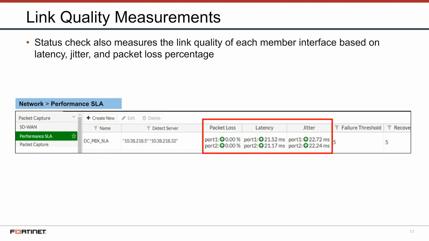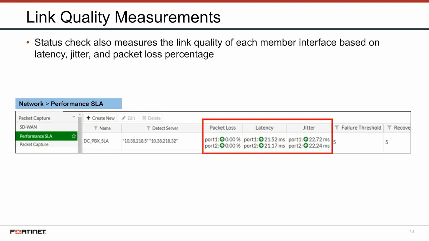The packet loss, latency, and jitter that are displayed are based on the replies, averaged over a short period, from the server that the Performance SLA is using. The system will start with the first server. If that server becomes unavailable, then it will switch to the second server. It will stay with that second server until it becomes unavailable, at which point it will go back to the first server. If both servers are unavailable, then that Performance SLA is deemed dead.